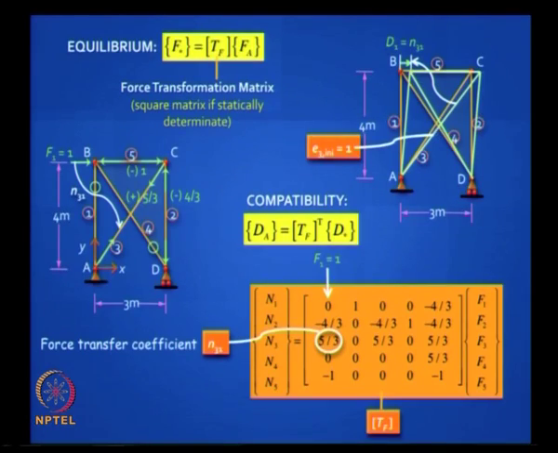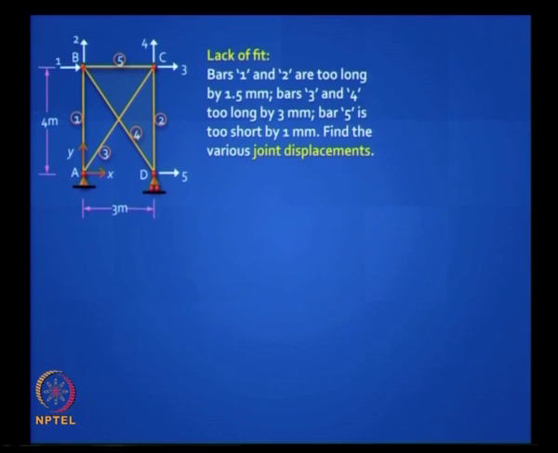I mean, you derived from statics a matrix, you can get that matrix to get joint displacements, okay. And let us give, so dA is TF transpose D star, let us give another demonstration of it. Same truss, now I have a lack of fit. The bars came to the site with different lengths, that is how bad manufacturing is. So bars 1 and 2 are found to be too long by 1.5 mm, bars 3 and 4 too long by 3 mm, bar 5 too short by 1 mm, find the various joint displacements.